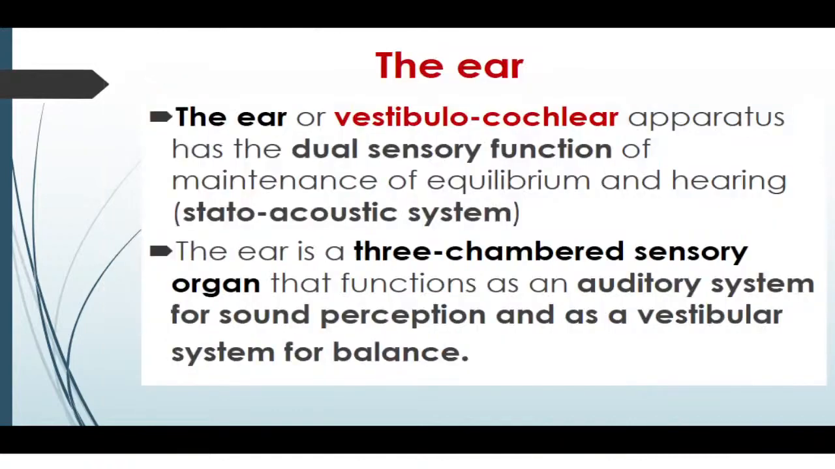The ear, or vestibulocochlear apparatus, has the dual sensory functions of maintenance of equilibrium and hearing, the statoacoustic system. The ear is a three-chambered sensory organ that functions as an auditory system for sound perception and as a vestibular system for balance.